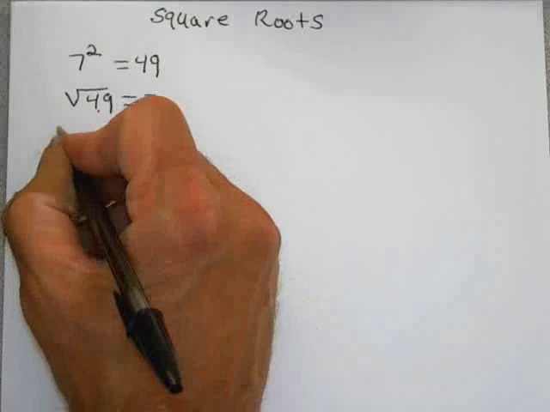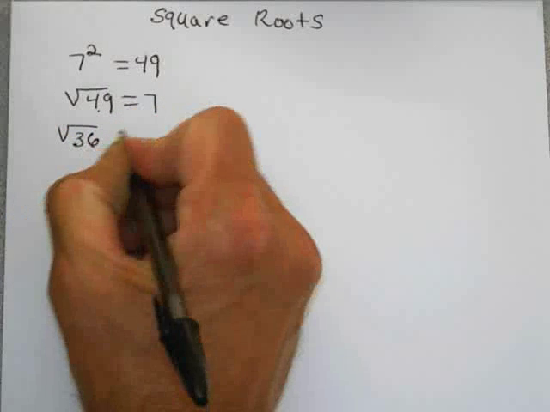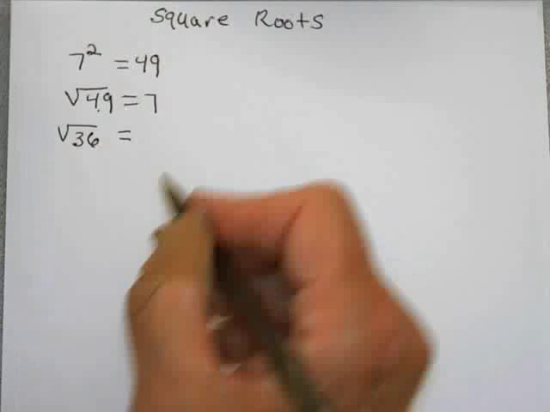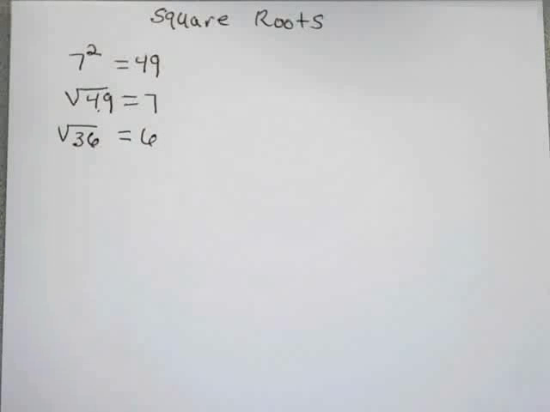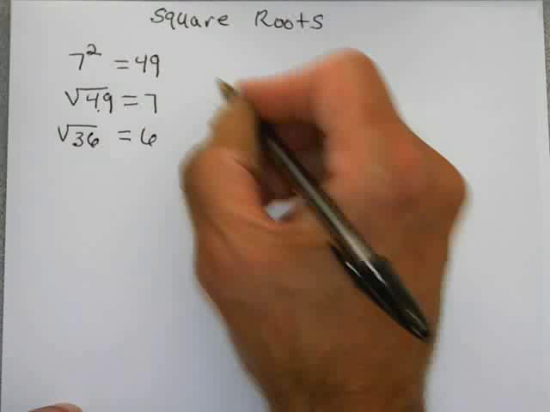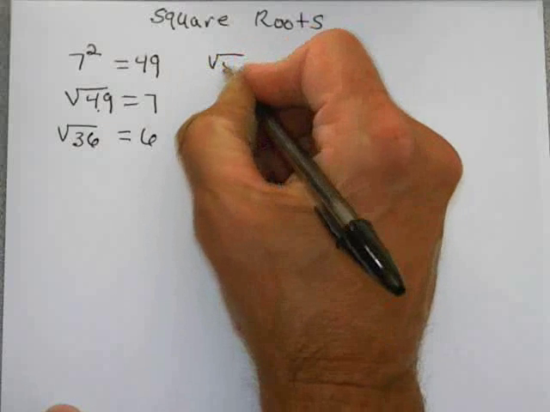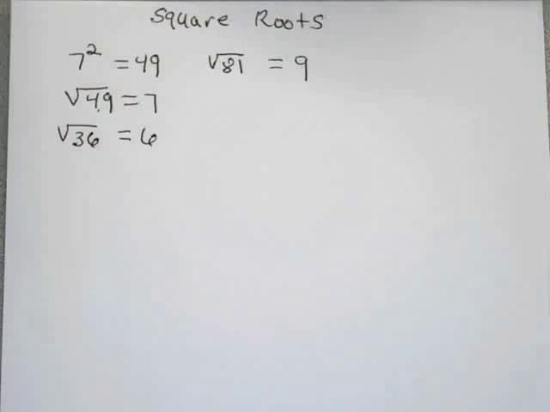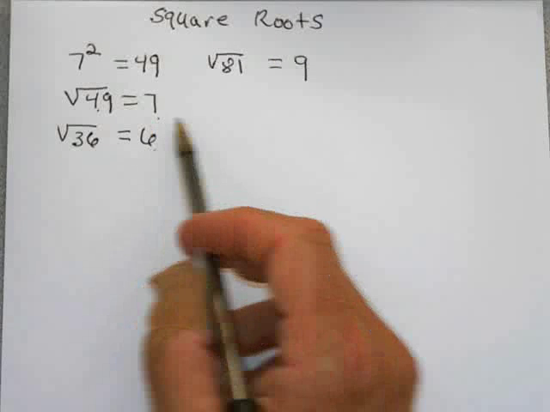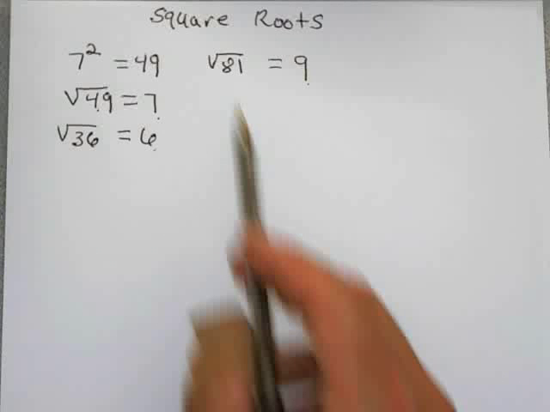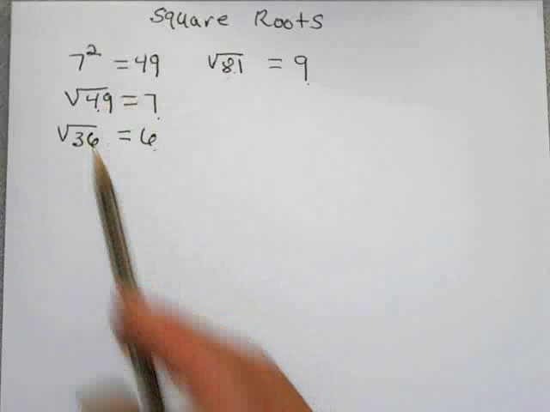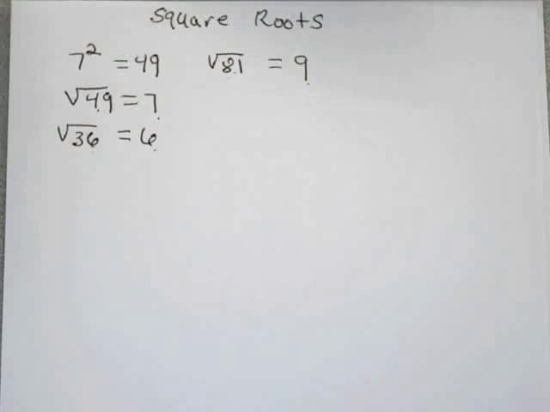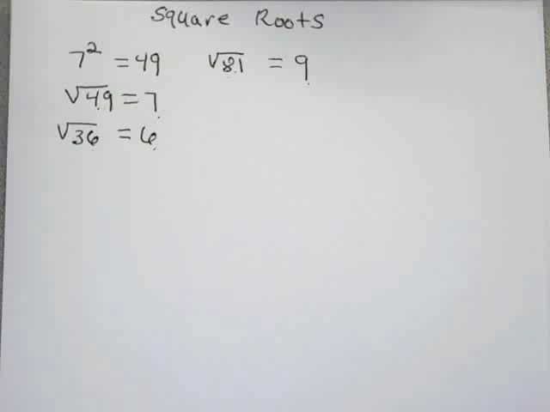The square root of 36 would equal, well, 6 multiplied by 6 is 36, so the square root is 6. Let's take another one. How about the square root of 81 equals 9. All of these numbers, 6, 7, 9, are the square roots of the numbers 81, 49, and 36 underneath the radicals. That's what a square root is. Once again, the symbol that we use for square roots is a radical.